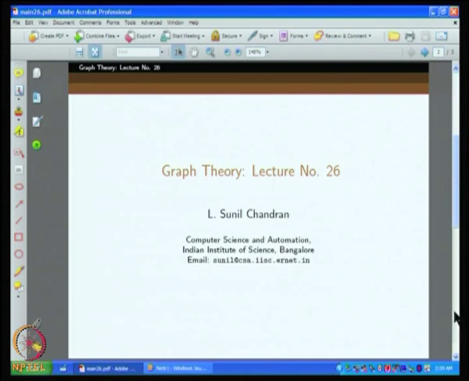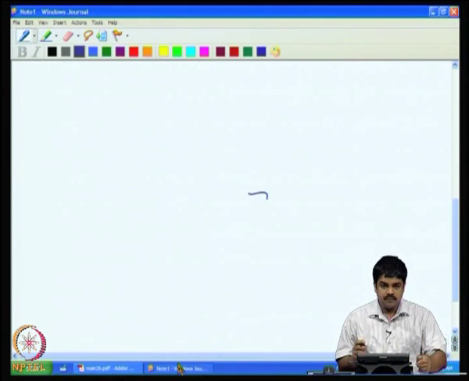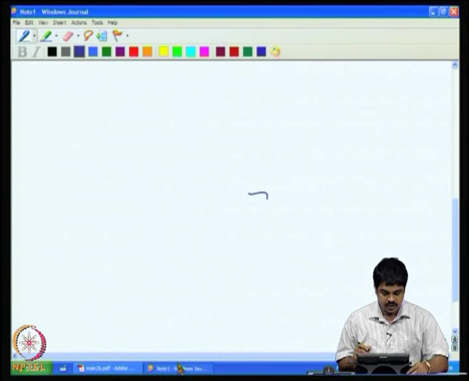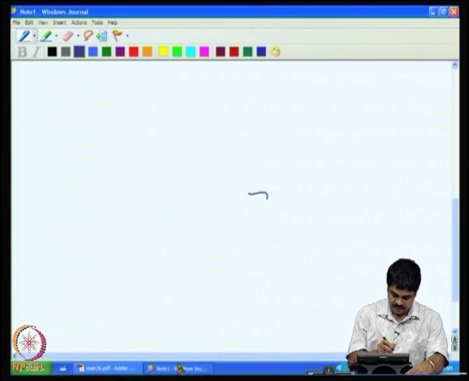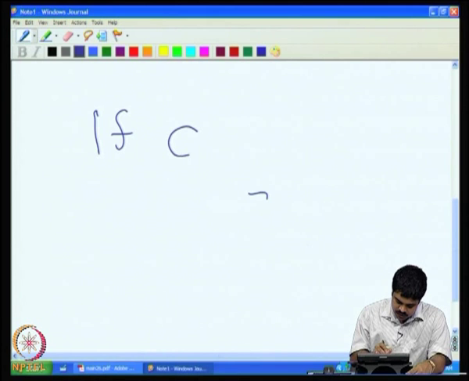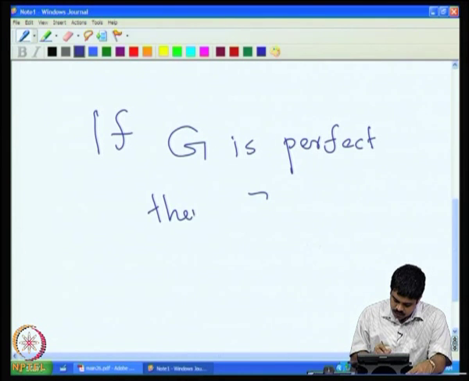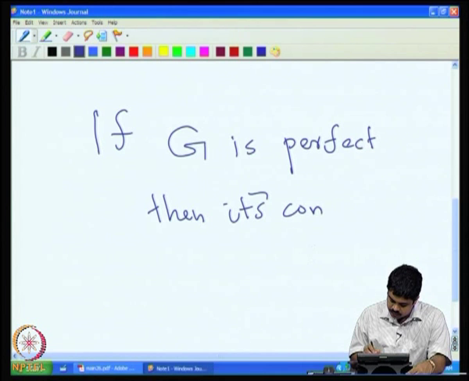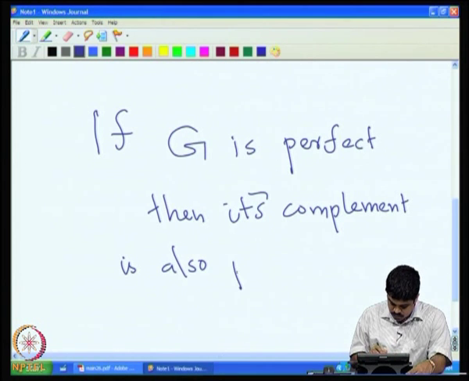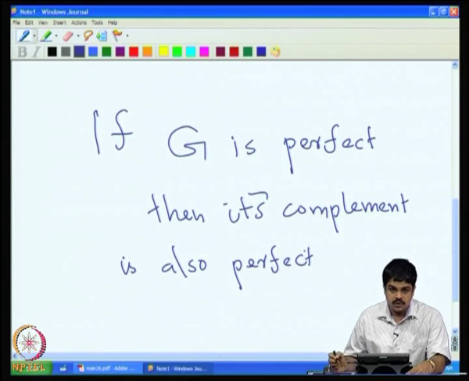In the last class, we were discussing perfect graphs, and we did a proof of Lovász's weak perfect graph theorem, which states that if G is a perfect graph, then its complement is also a perfect graph. This was the theorem: if G is perfect, then its complement is also perfect.